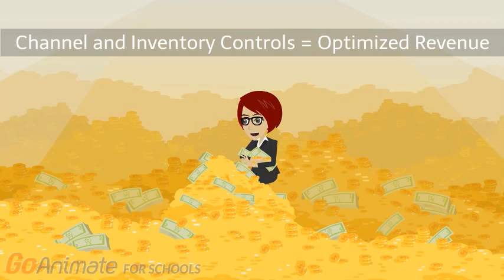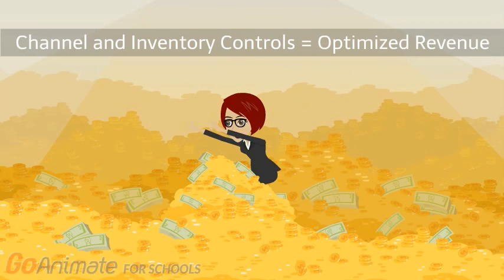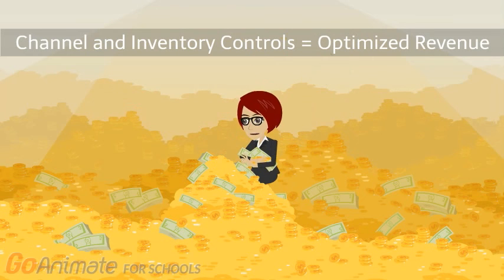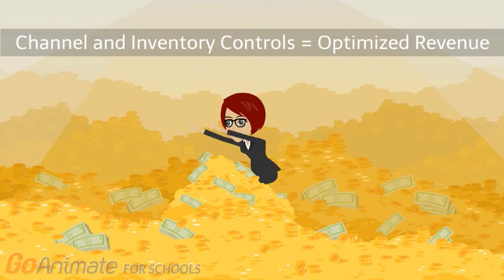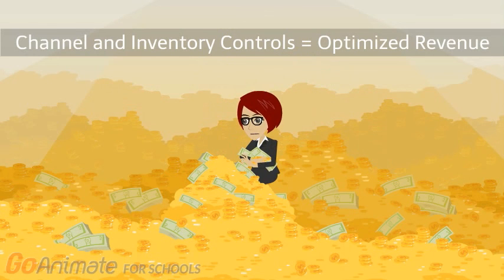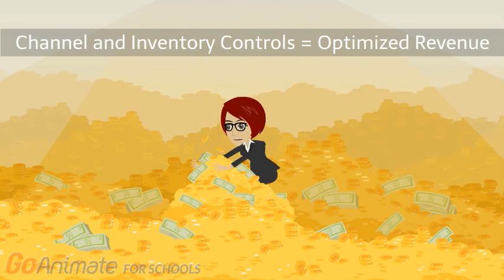By proactively and accurately forecasting demand, we can make decisions as to which controls we'd like to implement to manage our inventory. We are looking to sell the right room to the right guest at the right time through the right channel and at the right cost. The end result is optimized revenues for your business.